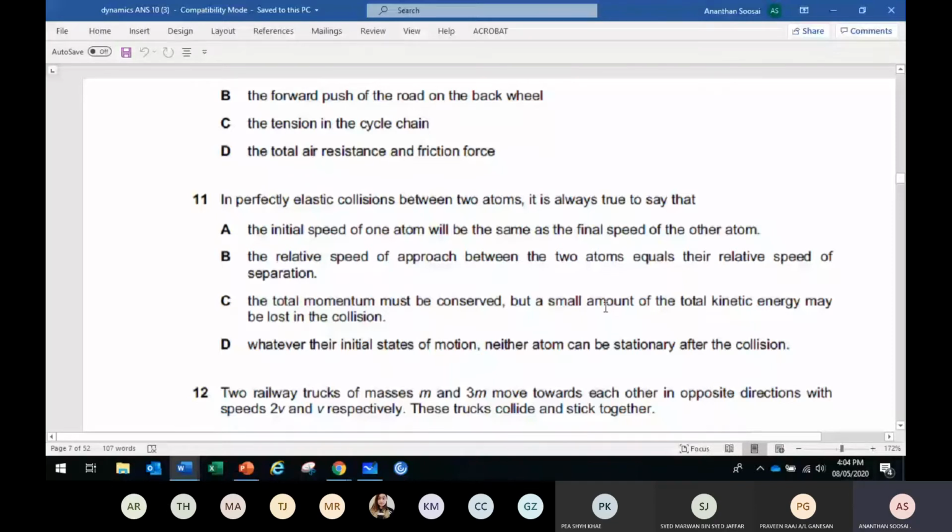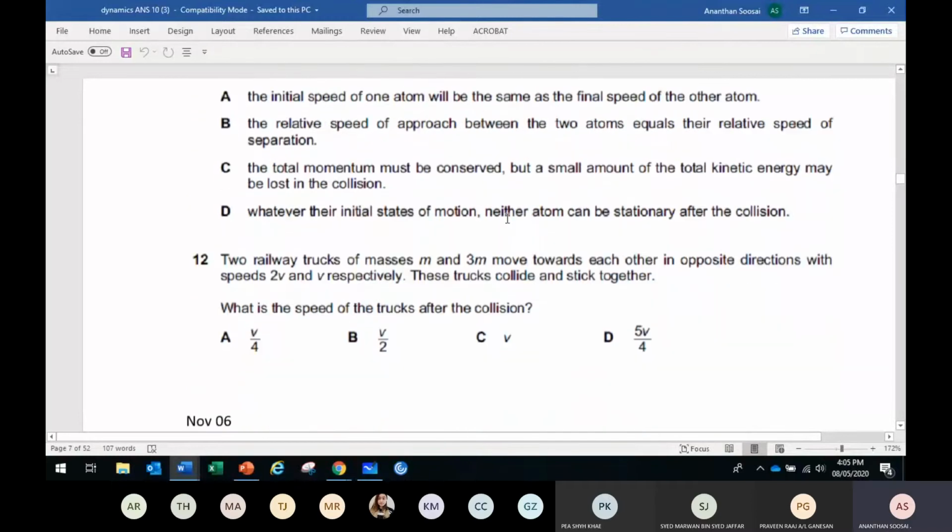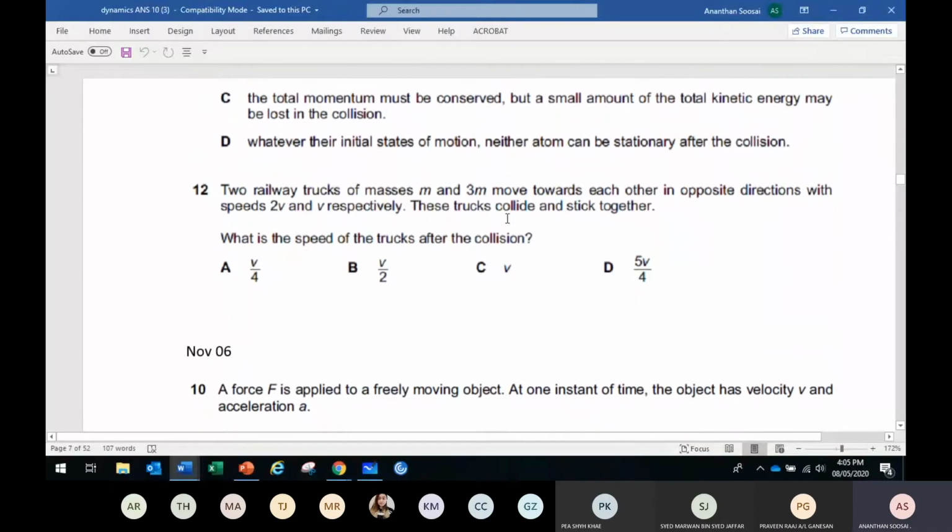D, whatever the initial state of motion, neither atom can be stationary after the collision. D is wrong. Some can be stationary, some not stationary. So the best answer is D. Sorry, B. Yes, B is the answer. Okay. 12.